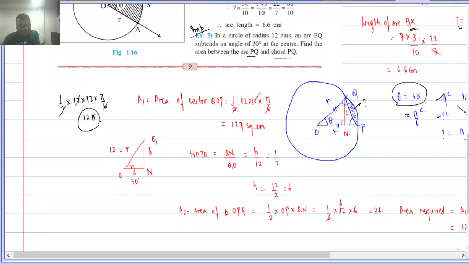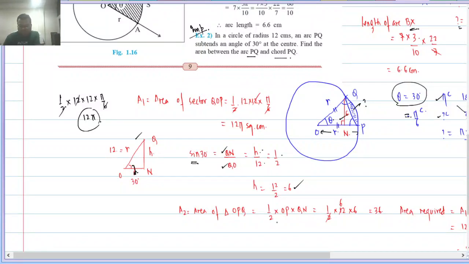To find the area of triangle, we need to find: area of triangle is half into base OP into height QN. So we have to find QN. How will we find QN? We will draw triangle QNO separately over here, where this angle is theta, which is 30 degrees. If you observe, sine 30 is the opposite side QN upon the hypotenuse QO, which is h by 12 because QN is the height h. But what is sine 30? Half. So you get h is equal to 12 by 2, which is 6. You got the height of the triangle as 6.